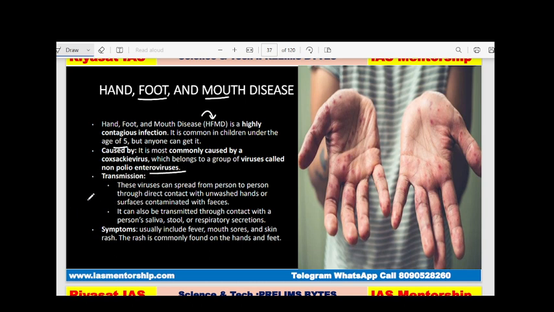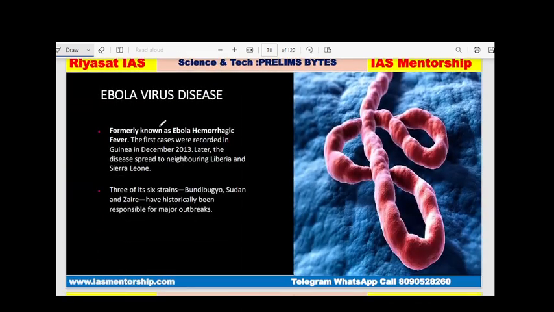How is it transmitted? From person to person through direct contact with unwashed hands, surfaces contaminated with feces, okay, and also through direct contact with a person's saliva, stool, or respiratory secretions. What are the symptoms? You can see rashes, fever, mouth sores, skin disease, etc. And mostly the hands, feet, and mouth are infected, as the name says. Clear? Okay. Next is Ebola virus disease.